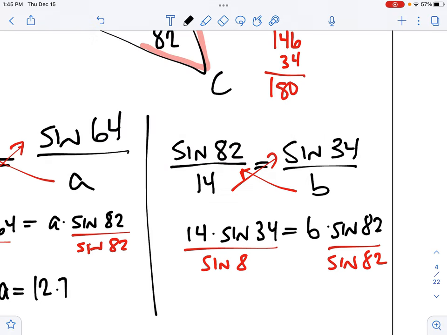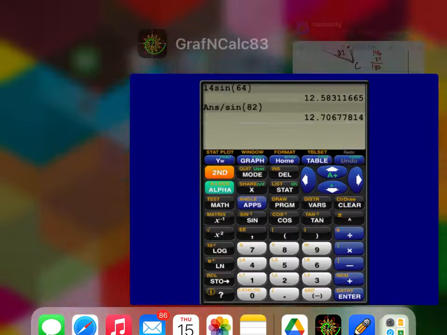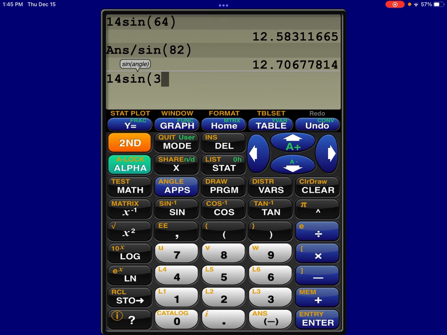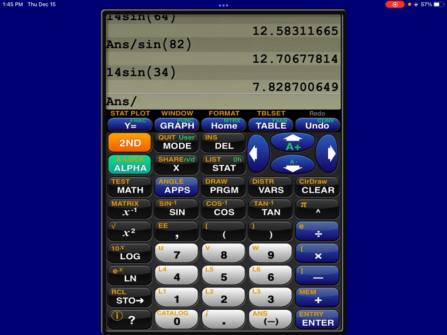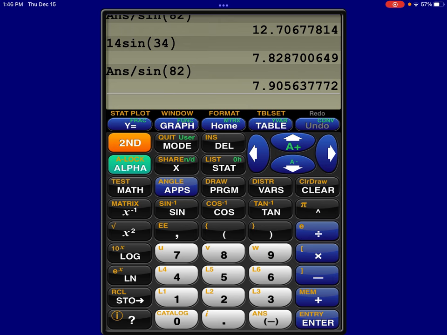All right, in which case I would get b equals 14 sine of 34, enter, divided by the sine of 82, enter, and I get 7.9, it looks like.